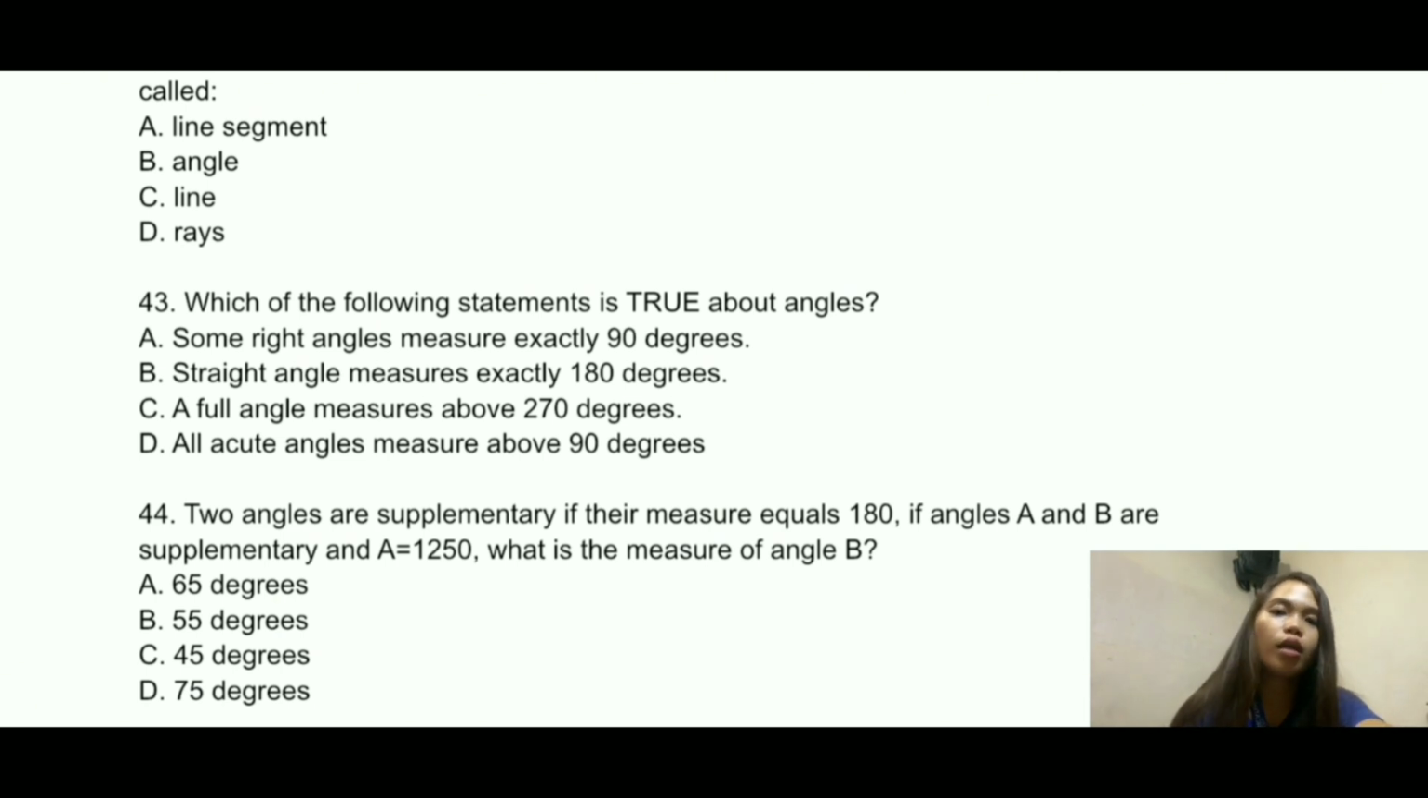And for option D, all acute angles measure above 90 degrees. The acute angles are always less than 90 degrees. So the correct answer for this is letter B.